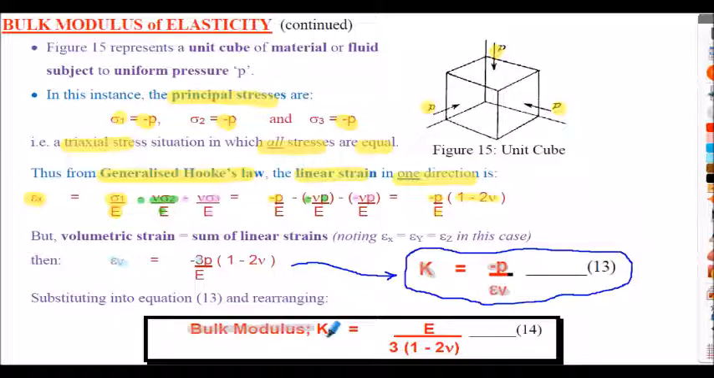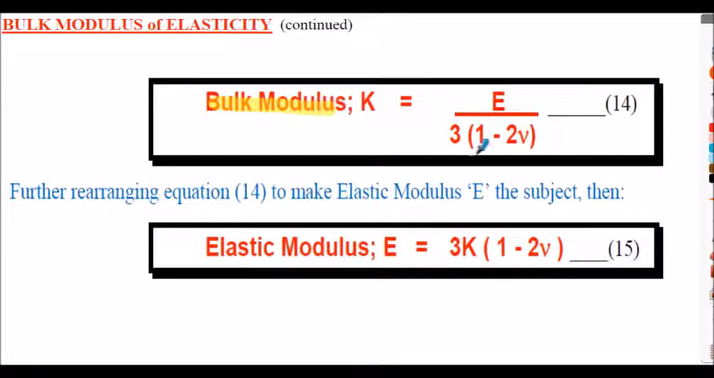So hence we have another expression for bulk modulus now. Bulk modulus K can be written as E divided by 3 multiplied by 1 minus 2 nu in brackets, and that's formed by combining the two equations for epsilon V and K shown here and rearranging to make K the subject. So equation 14, another equation for bulk modulus. And again, this equation 14 repeated, we can rearrange to find the elastic modulus, multiplying throughout by the denominator here. So another equation 15, just rearranged.